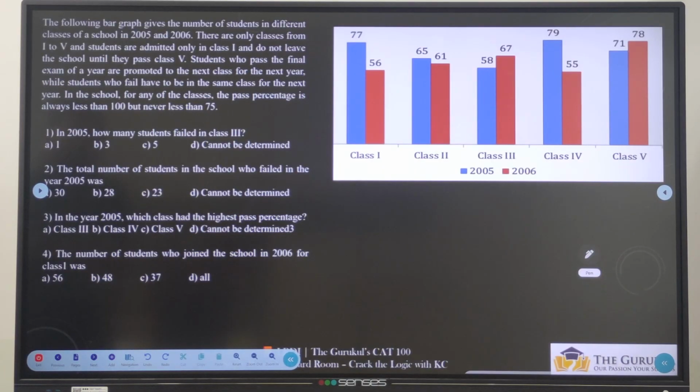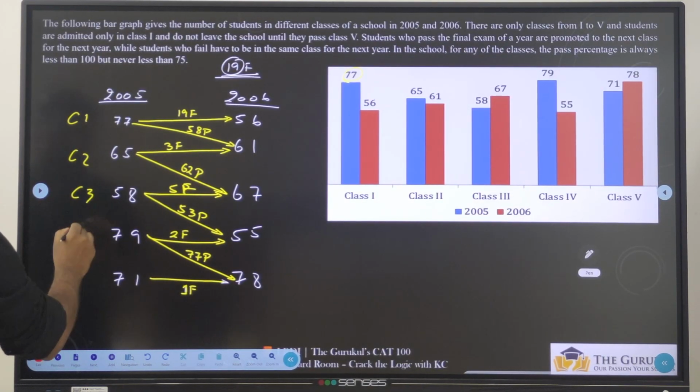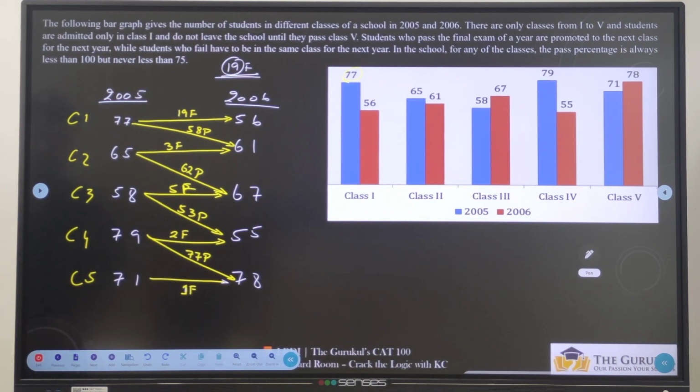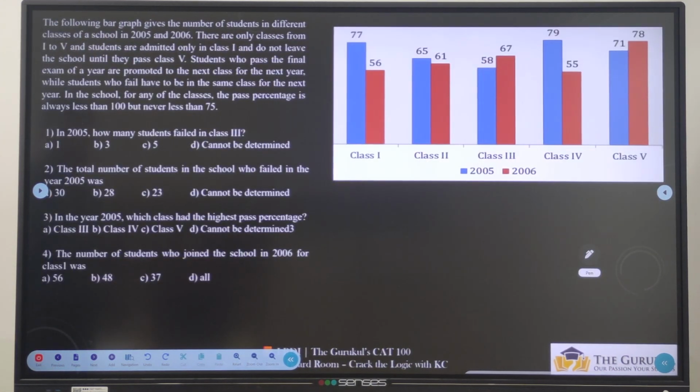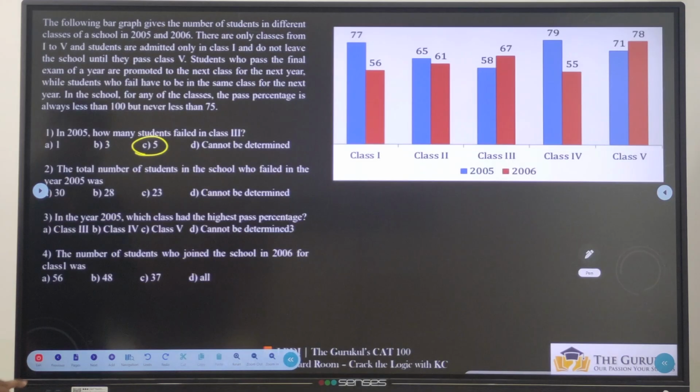Let's look at the questions. In 2005, how many students failed in class 3? This is class 1, class 2, class 3, class 4 and class 5. So in class 3, how many failures are there? Perfect. Option C, 5 members failed the exam. Total number of students in the class who failed in the year 2005, that will be equal to 19 students plus 3 students, 5, 2 and 1. Perfect. Total 30 students failed the exam.